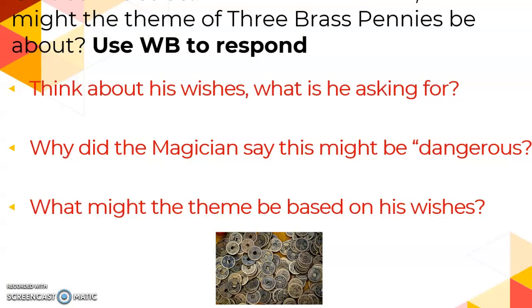So, based on his wishes, what might the theme of the Three Brass Pennies be about? Think about his wishes. What is he asking for? What do you think about the wishes that he made? Did they sound like something you might ask for? And finally, why did the magician say this might be dangerous? What do you think the theme might be based on according to those wishes?